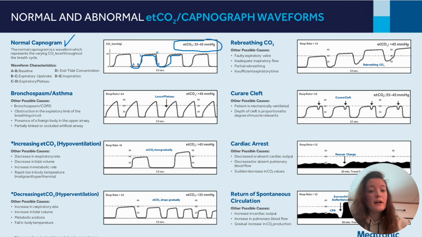Next, we have what I learned as the shark fin. You can see how it looks like a shark fin here. It's kind of angled and it's a sharp downstroke. Kind of looks like the Jaws fin. Usually the end tidal CO2 is greater than 45. And this is in your bronchospasm, asthma patients, other causes like COPD, foreign body. It's just that type of breathing.